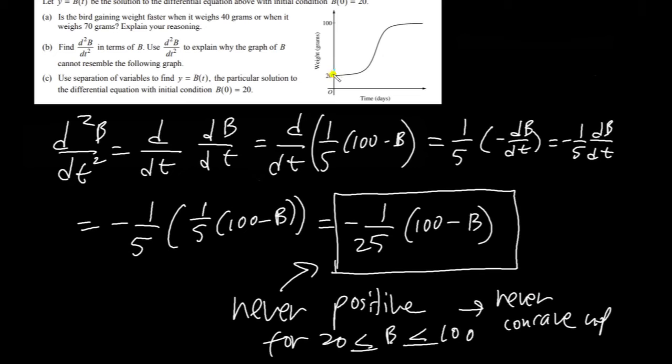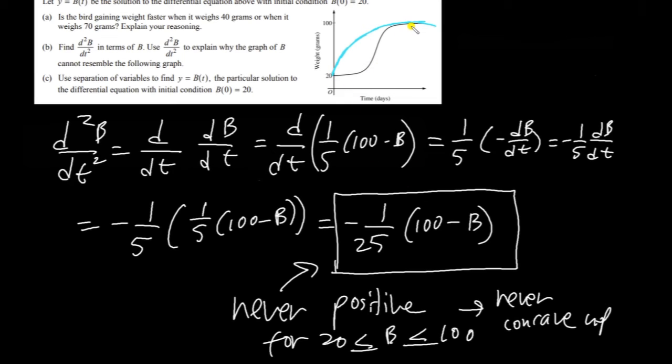So in reality, the graph would look something like this, right? Something like that. That's not the best drawing, but you get what I'm trying to say. It's always concave down, never concave up, okay? So that's why the second derivative tells us that the graph of b cannot resemble the following graph. So for explanation, you can say the given graph is partially concave up, right, until the inflection point, and that is wrong because it should never be positive, right?